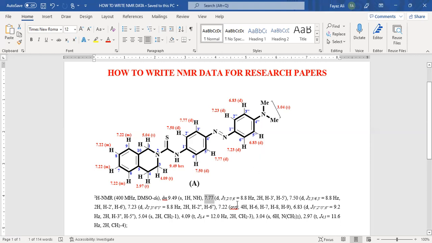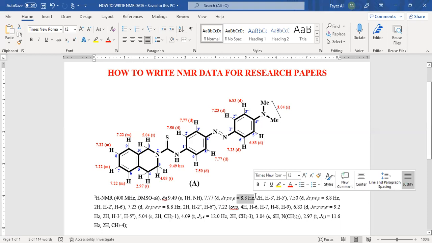then you have the J coupling value 8.8. When you calculate the J value, you can differentiate whether this is the right proton or not that I am mentioning. If it were a meta coupling, this would not be 8.8. This is an ortho coupling J value.